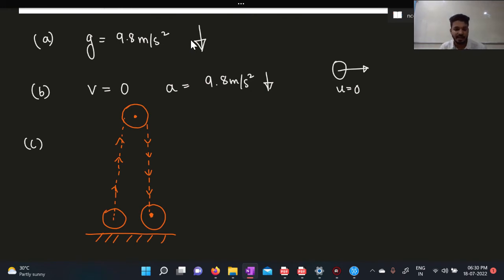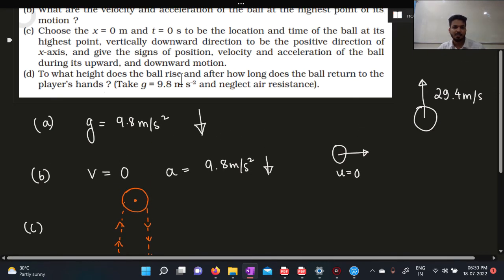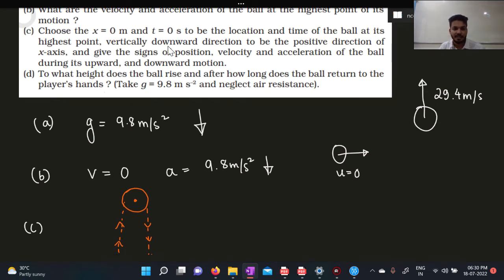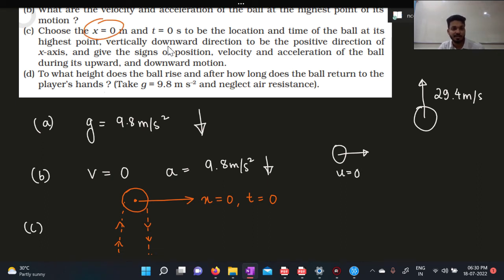So technically this ball is on top of this ball. I hope you understand that. Now the question says, let's assume this is x equal to 0 and this is t equal to 0. This is given in the question. Take x equal to 0 and t equal to 0 to be the location and time of the ball at its highest point.